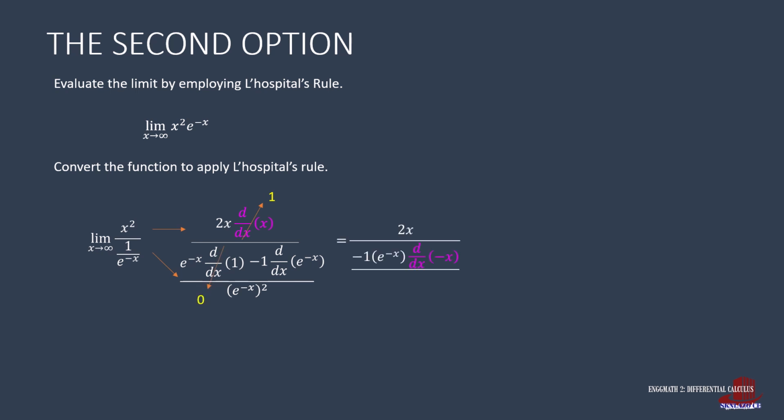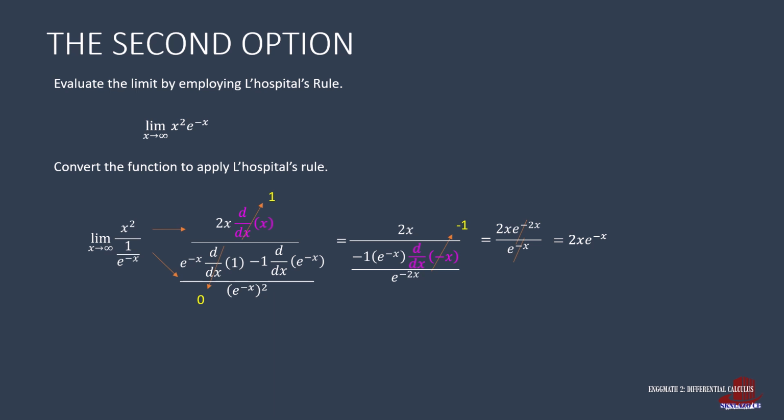So the limit becomes 2x all over negative 1 times e raised to negative x times the derivative of negative x over dx through chain rule. The denominator is also simplified as e raised to negative 2x. D of negative x over dx is negative 1. So the limit is simplified as 2x times e raised to negative 2x all over e raised to negative x. E raised to negative x can cancel out, leaving 2x times e raised to negative x. This is the simplified differentiation.